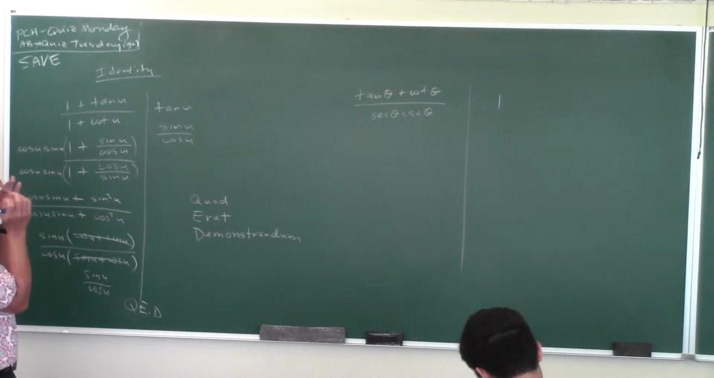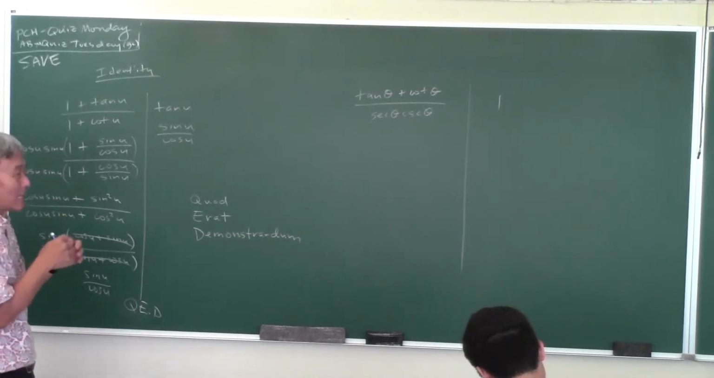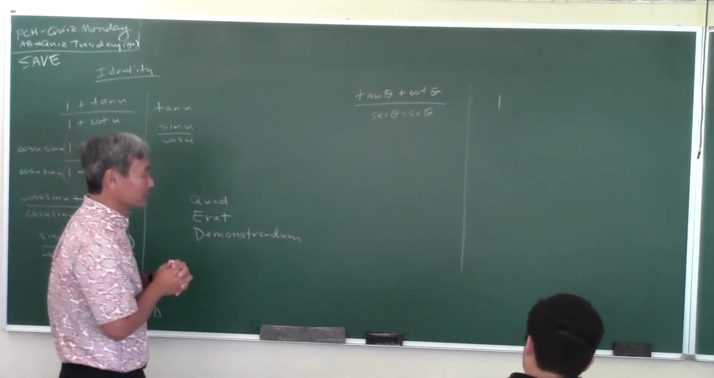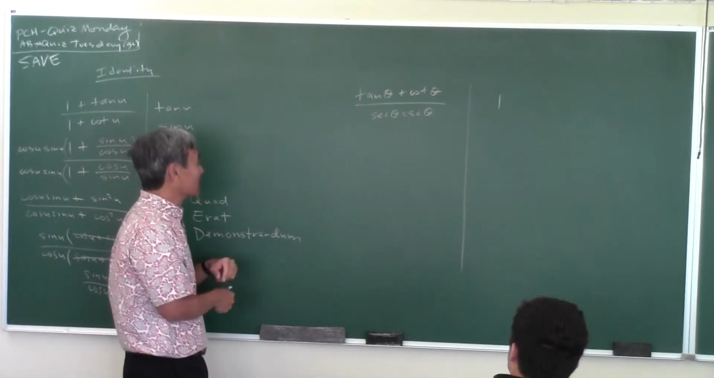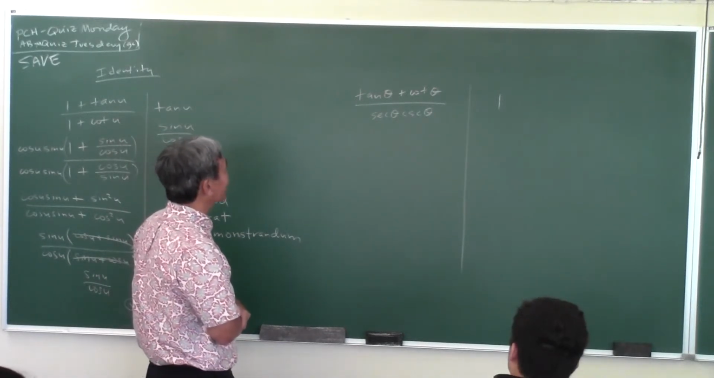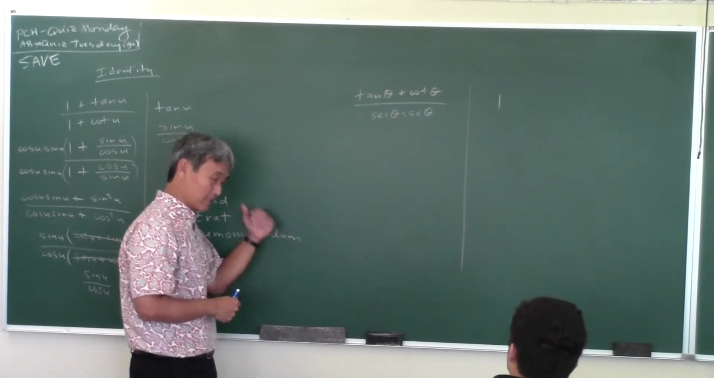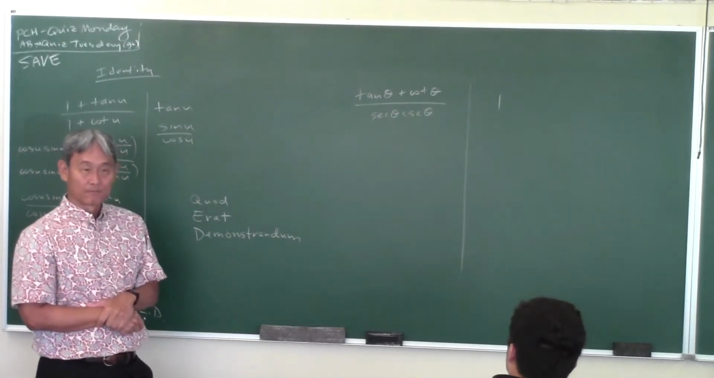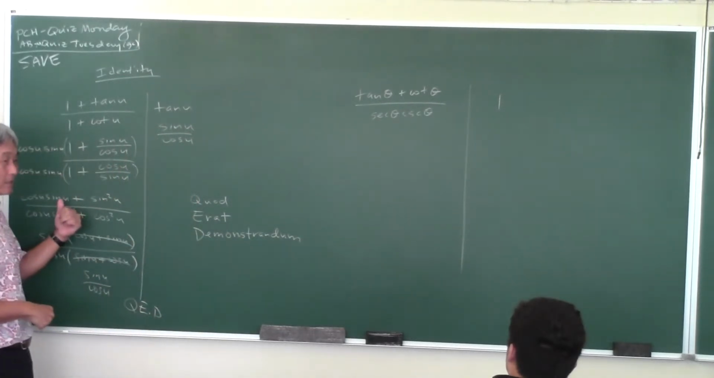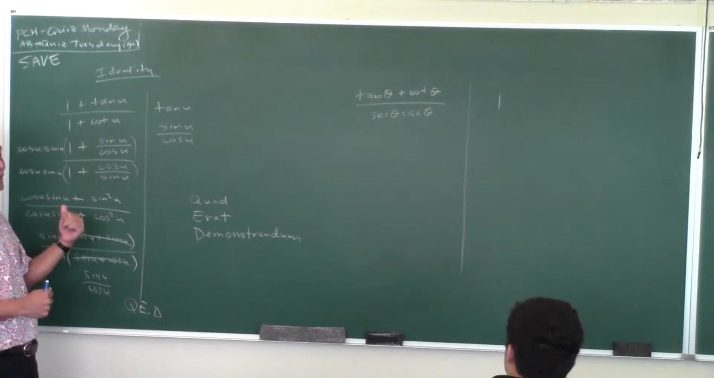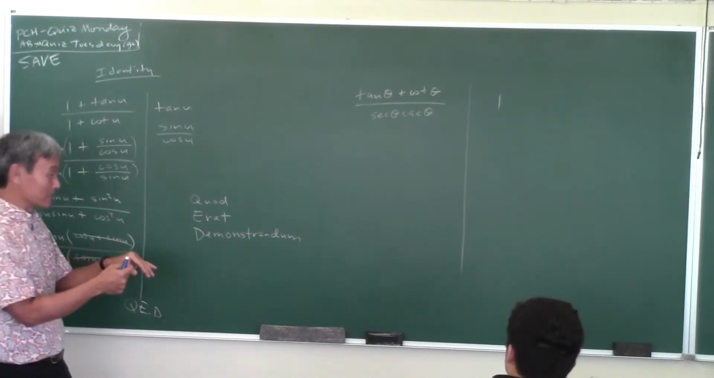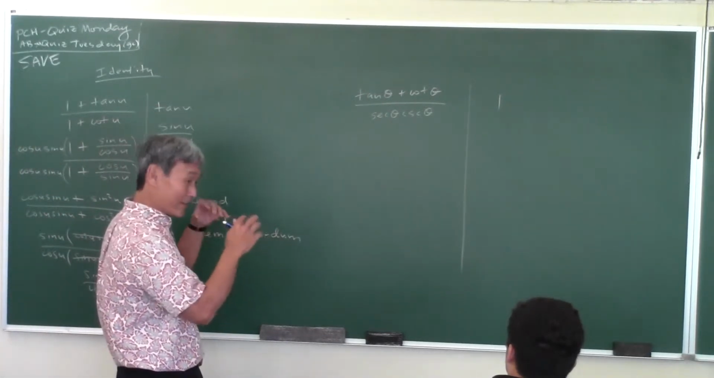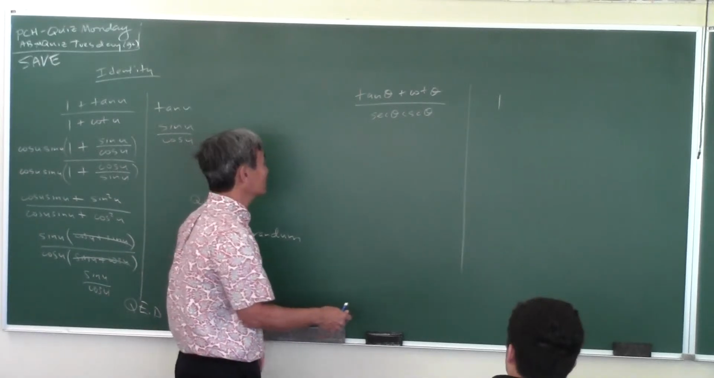So now look at it. Do you see any identities staring at you, like sine squared plus cosine squared, or secant squared minus tangent squared? I don't see anything like that, right? So what do we do, just like this last problem? Break it apart. Change everything to sines and cosines. If you ever get stuck, just change everything to sines and cosines.